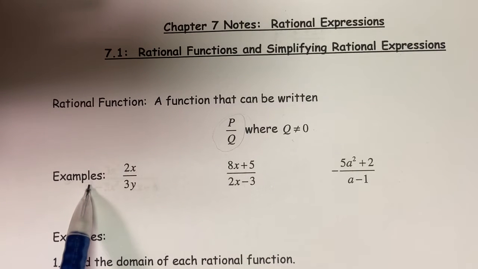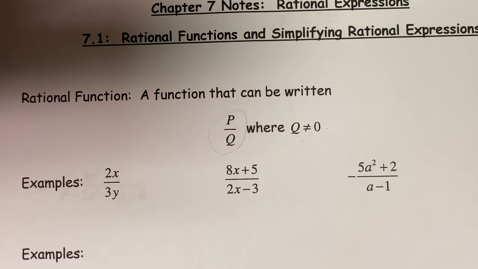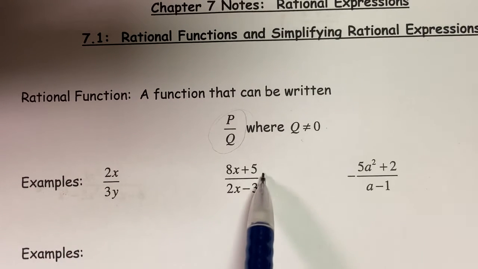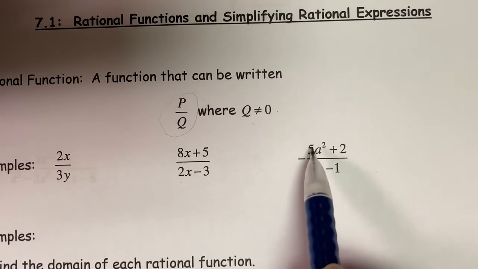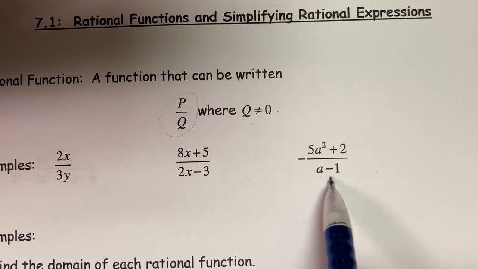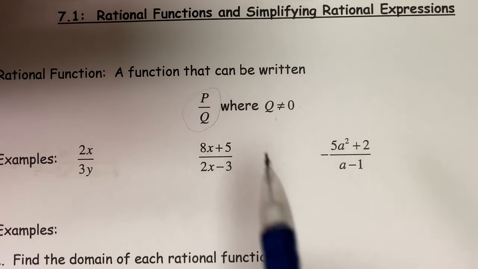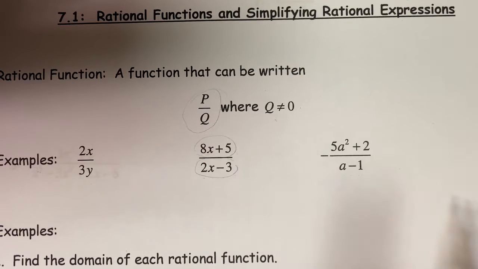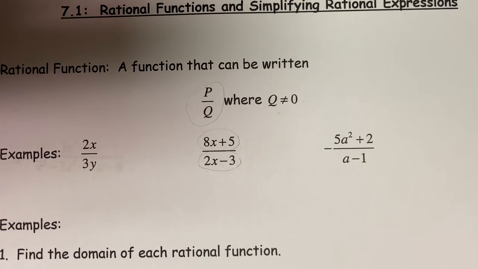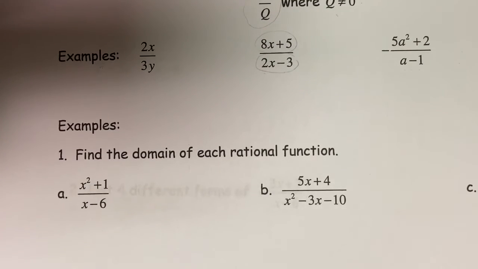Some examples of rational functions or rational expressions would be something like 2x over 3y. That would be a rational expression. 8x plus 5 over 2x minus 3. Negative 5a squared plus 2 over a minus 1. All of these are rational expressions because they're fractions and they contain an algebraic expression in the numerator and in the denominator. So first thing we're going to talk about is the domain of each of these rational functions.